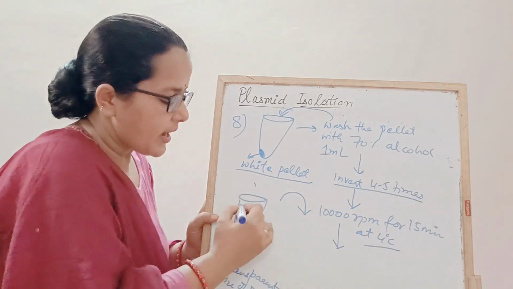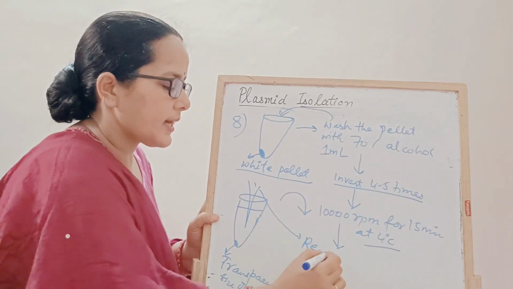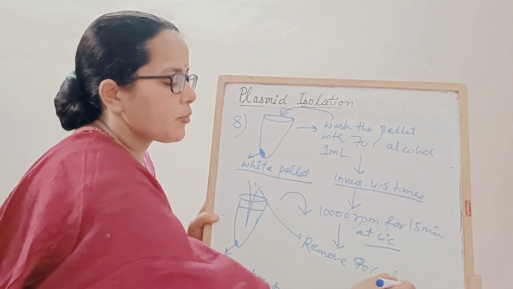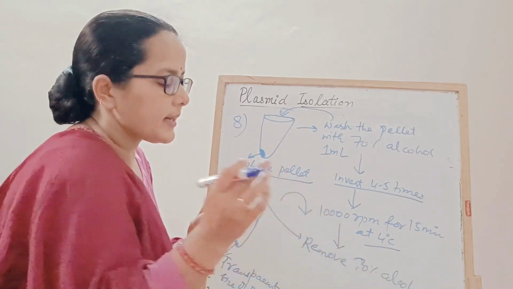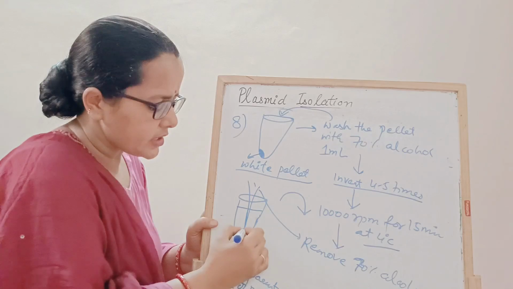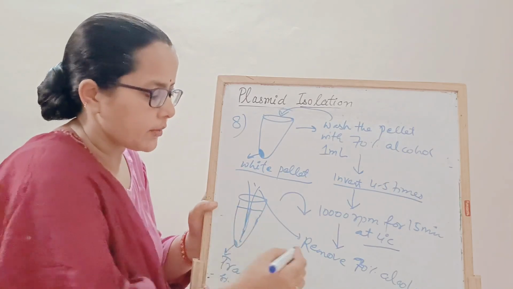What you have to do? Now you have to remove your alcohol, your 70% alcohol. आपको अपना 70% अल्कोहल को क्या करना है? आपने रिमूव करना है. So slowly you just take down your alcohol. Slowly go down and take out.